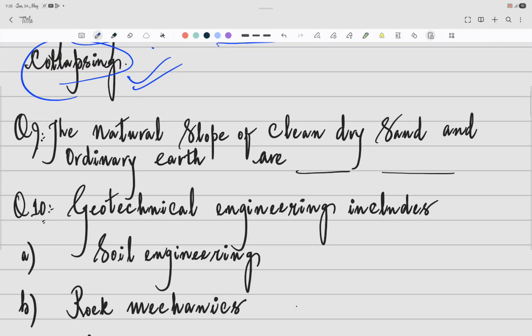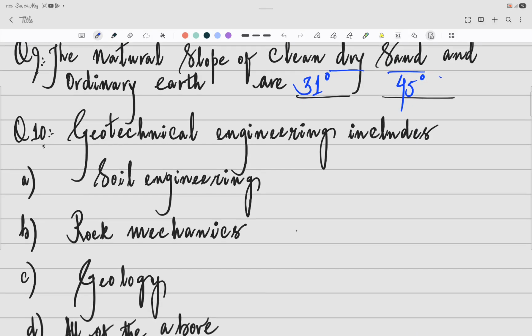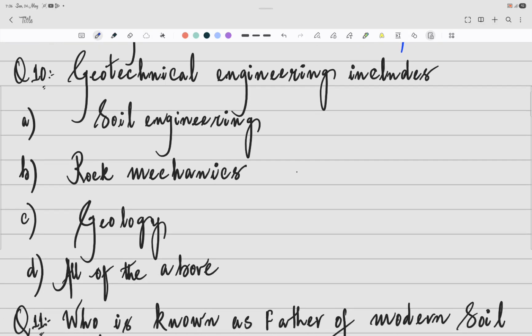Question number 9 says: the natural slope of clean, dry sand and ordinary earth are. The natural slope, that means the angle of repose, of clean, dry sand and ordinary earth are 31 degrees and 45 degrees respectively. All right. So these are the natural slopes of clean, dry sand and ordinary earth. All right. Moving on to question number 10.